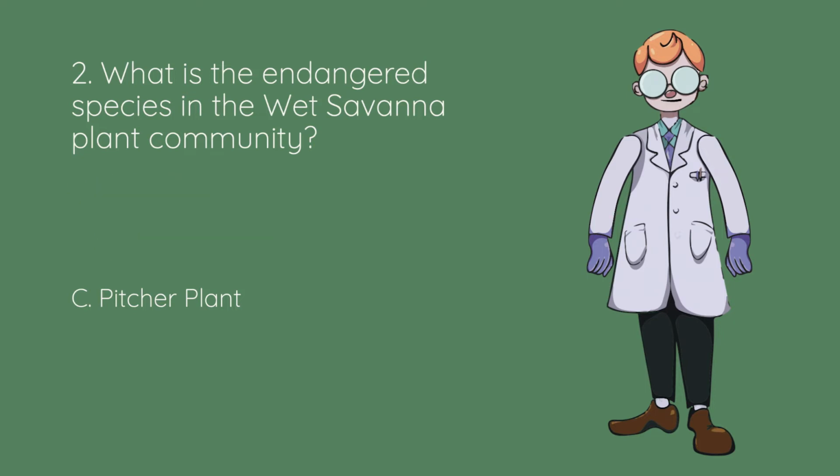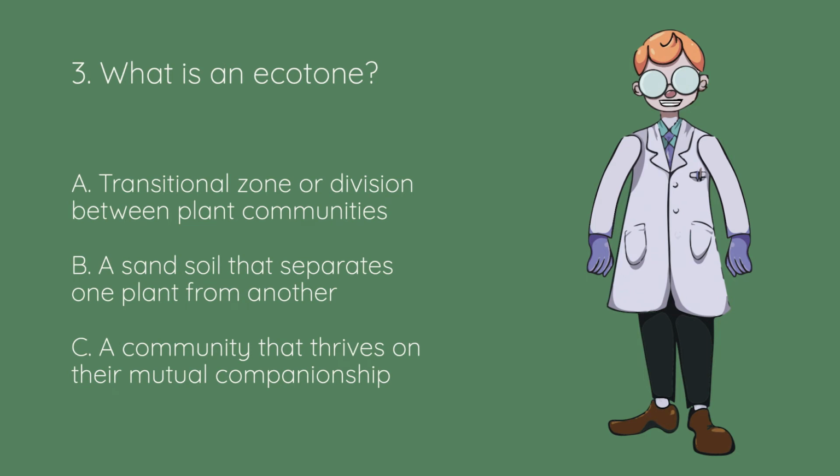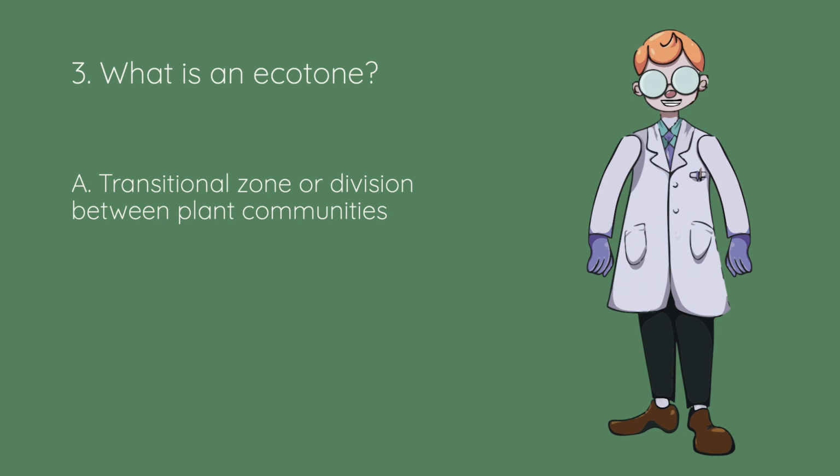Pitcher plant. 3. What is an ecotone? A. Transitional zone or division between plant communities. B. A sand soil that separates one plant from another. Or C. A community that thrives on their mutual companionship. The answer is A. Transitional zone or division between plant communities.